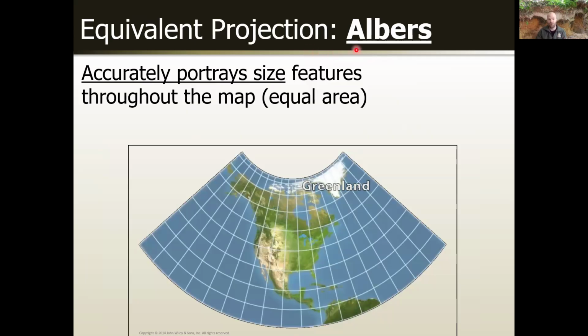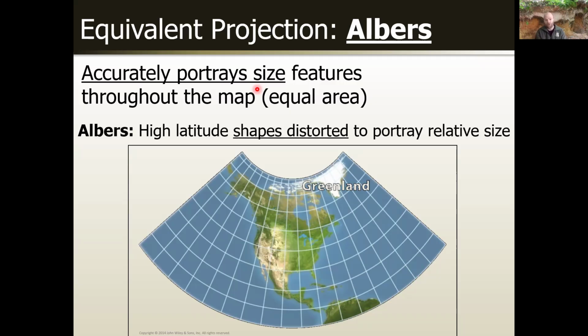Another projection is called the Albers projection. In this case, it is like the reverse or inverse, where it accurately portrays size. However, shape is distorted, and similarly, that shape has the greatest amount of distortion nearest the poles. Again, because we're thinking of this three-dimensional sphere. So in Albers, high latitude shapes are distorted, but their relative size is preserved.